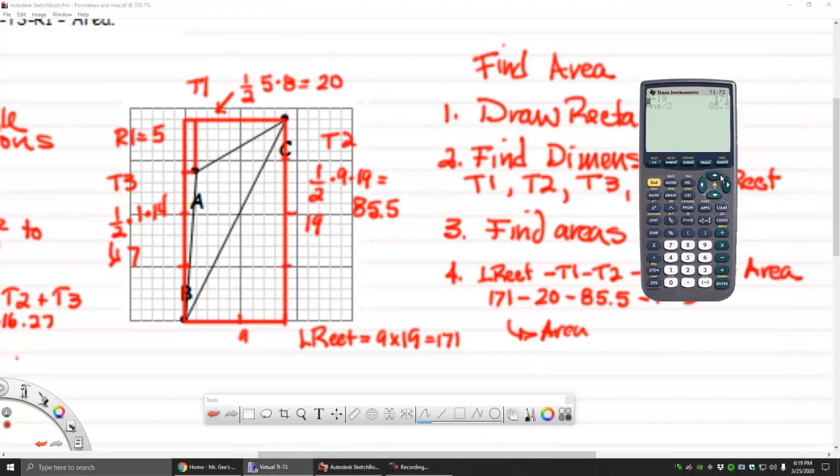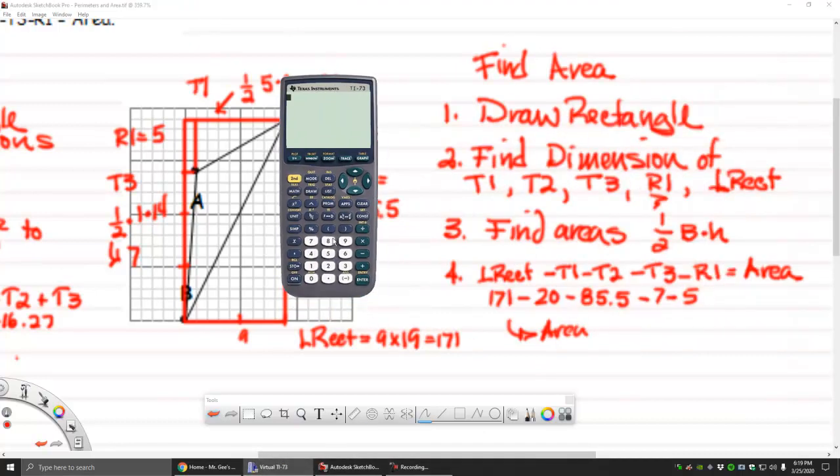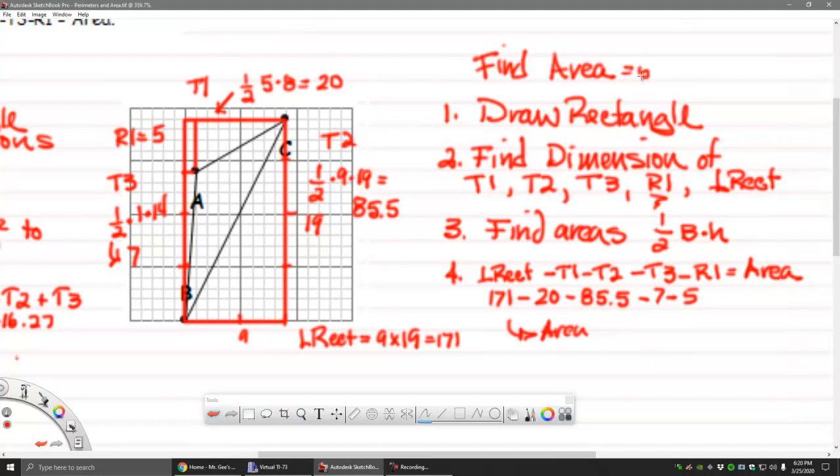So we'll go clear on that. So I have 171 minus 20 minus 85.5 minus 7 and then minus 5. That gives me 53.5. So the area on this one is 53.5.